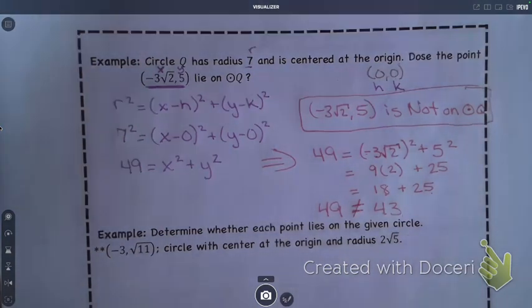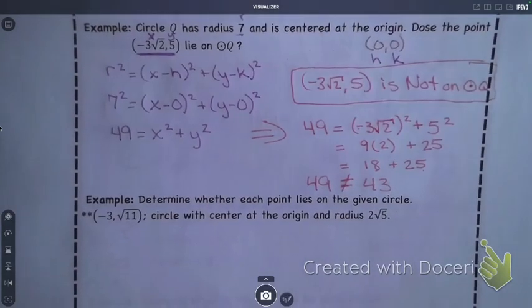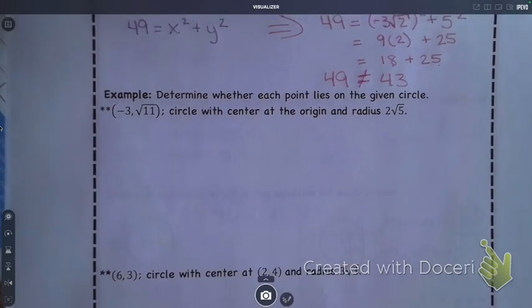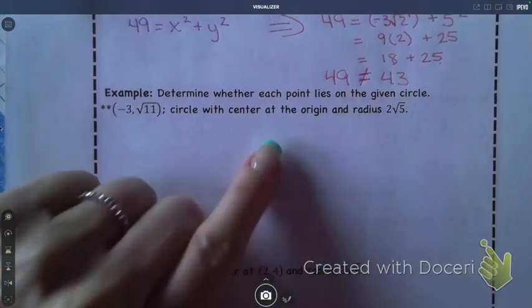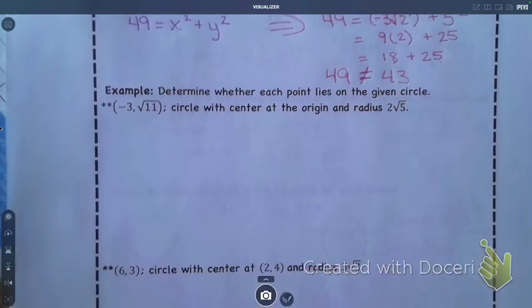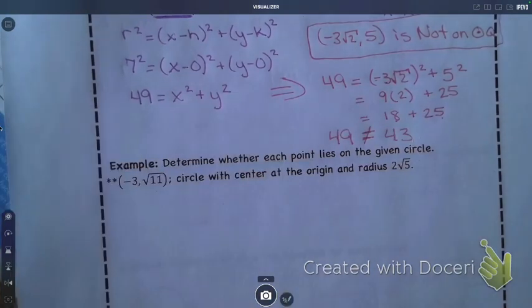Okay, so we're going to have another one. You guys want to try it on your own? Okay. Determine whether each point lies on the given circle. Circle with center at the origin and a radius of 2 square root of 5. So you got to write your equation first and then plug it in.